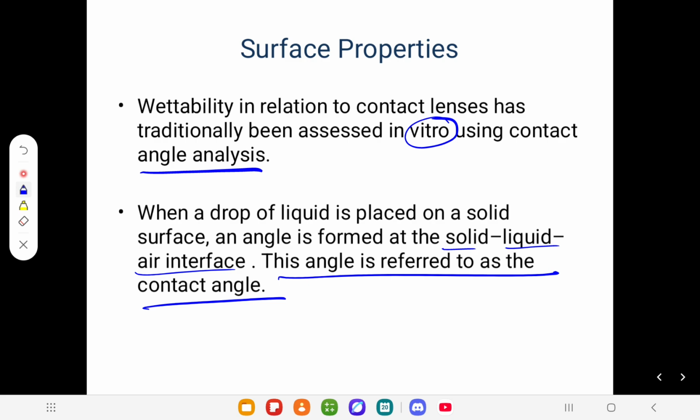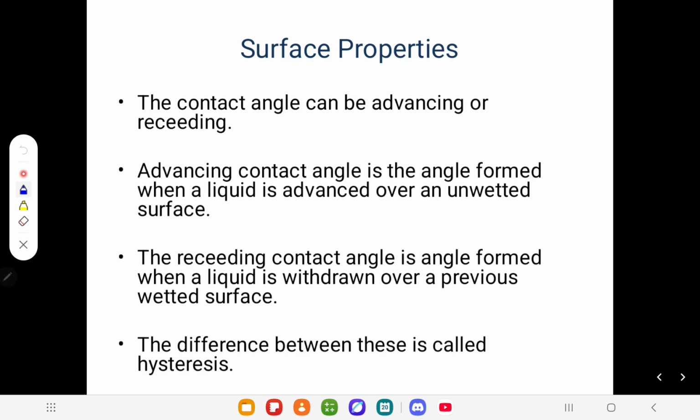Whenever the angle is higher, the surface is less... what do you call it? The surface is less wettable, isn't it? Yeah. So for a surface property, the contact angle can be advancing and receding. I will definitely talk about what is advancing and what is receding.